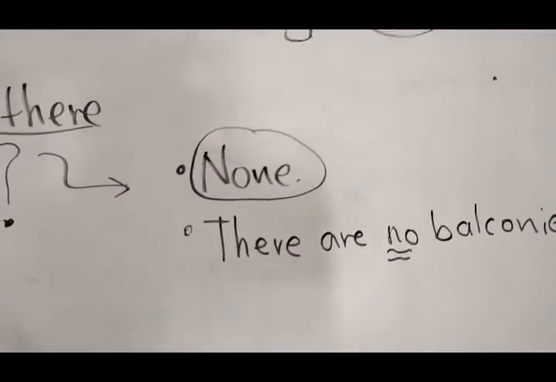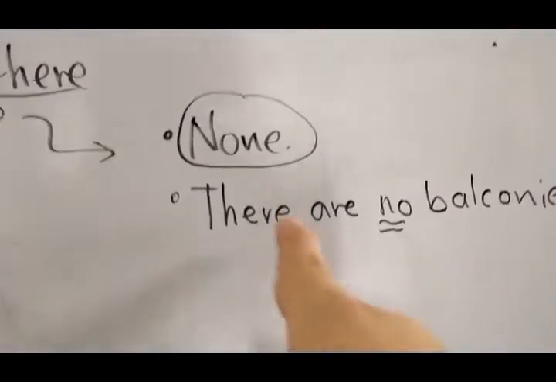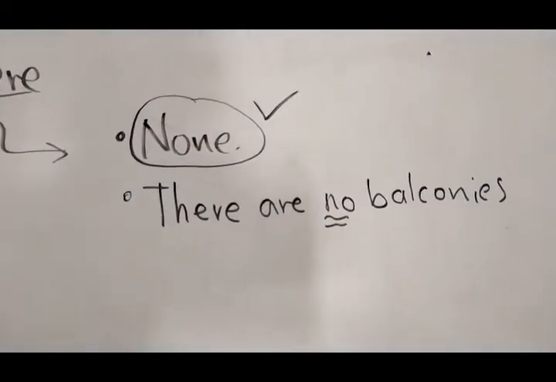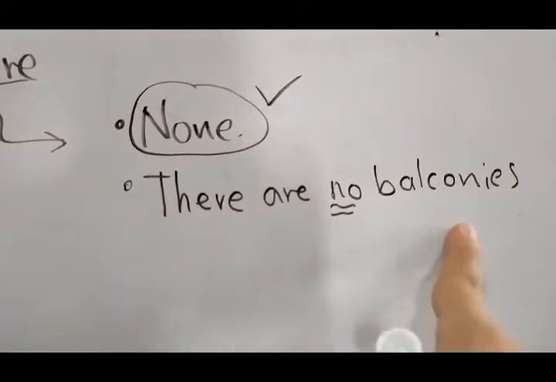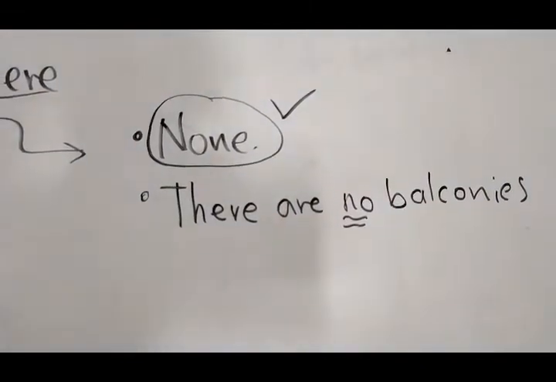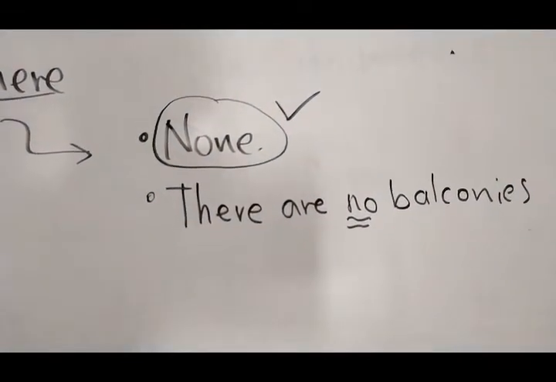Por ejemplo, supongamos que no hay ningún balcón. Yo podría decir none, que sería ninguno. Está bien decirlo así. O there are no balconies, con la manera negativa. No hay balcones en mi apartamento.